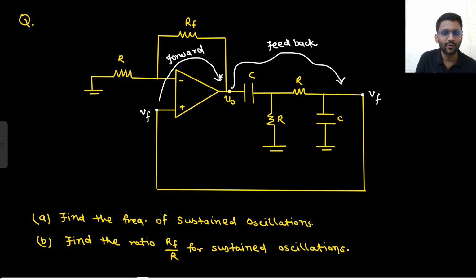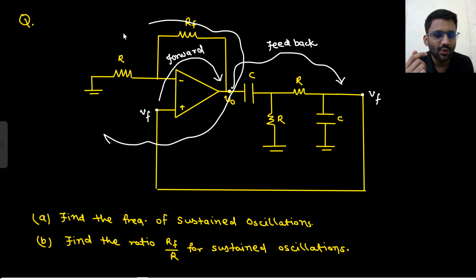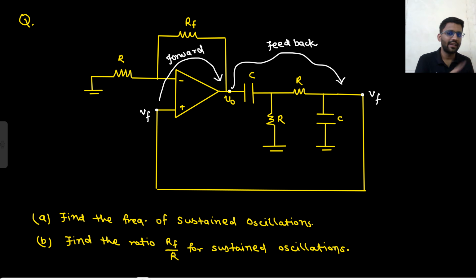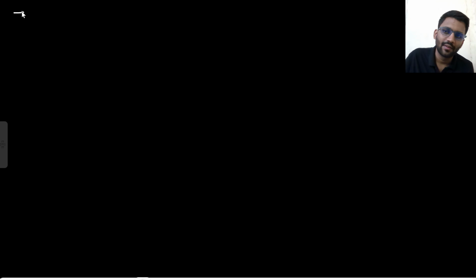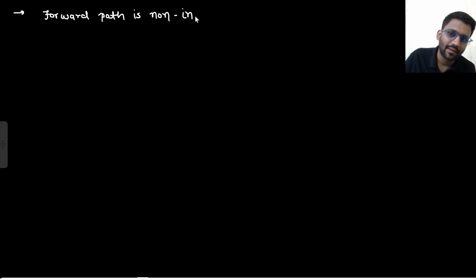You could have started from here. This is my forward gain, and then this is the feedback. So in the forward path, how much phase shift is there? 0 or 180? 0 degree, because this is a non-inverting amplifier, right? Your V0 is Vf into 1 plus Rf by R. Forward path is a non-inverting amplifier. So A is equals to 1 plus Rf by R. This is the forward gain.